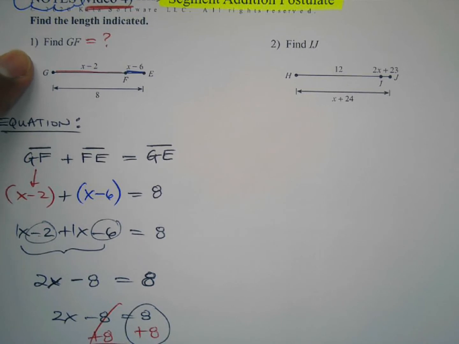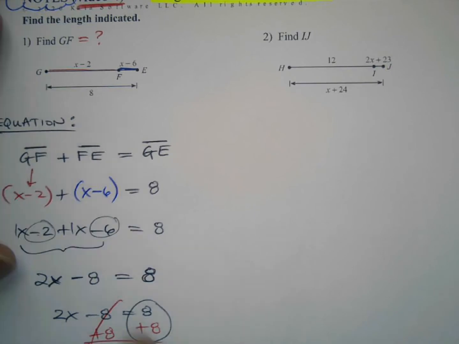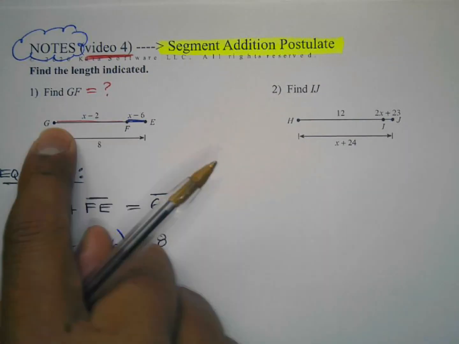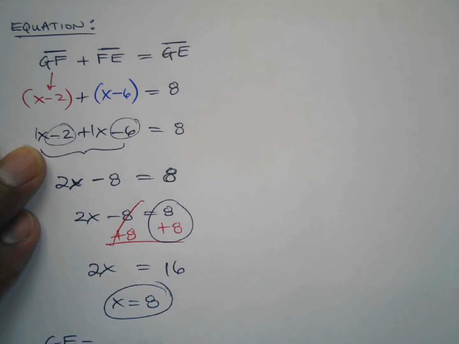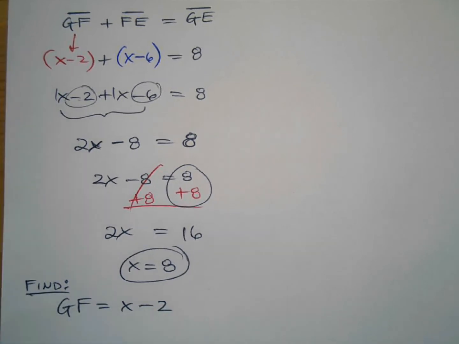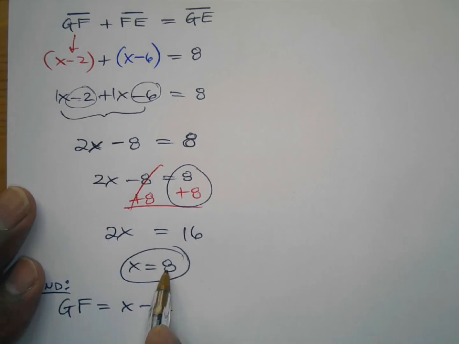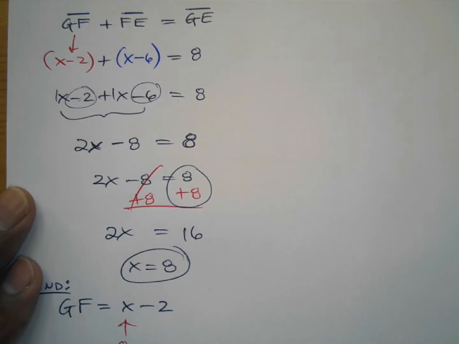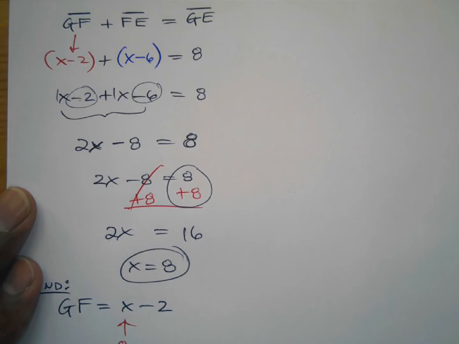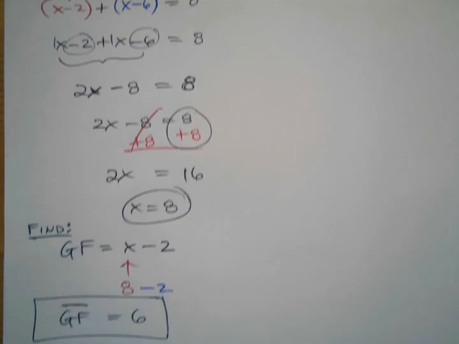X is equal to 8, but that's not the question. The question wasn't solve for x. That was like video 3. These other problems are asking you for a specific measure. So now, what is GF? They're asking us for GF. If I look up here, GF is this expression, x minus 2. This is what it's asking you to find. I think you already know what you need to do. I just found out that x is 8, so I put 8 there and take away 2. I think we know what it's going to be: 6. Oops, sorry about that.